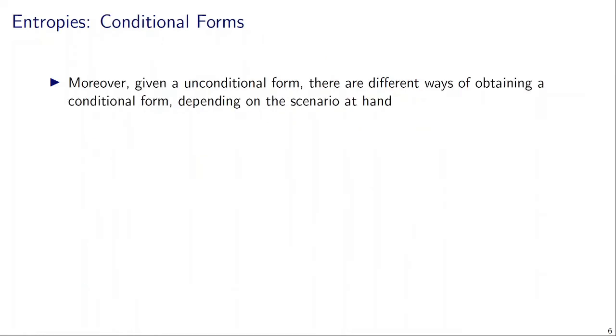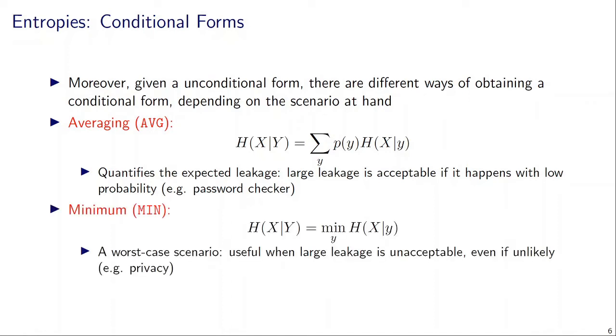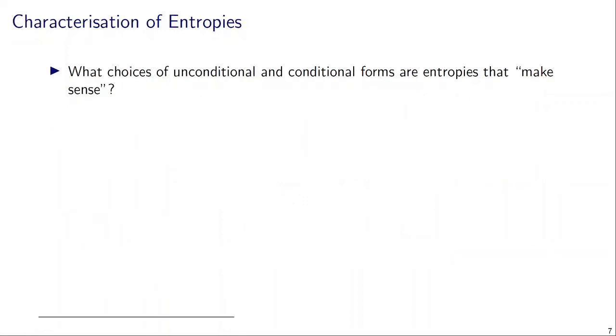Moreover, given an unconditional form, there are different ways of obtaining a conditional form depending on the scenario at hand. One way is averaging, in which you just get the expected leakage of the system according to the probability on the outputs. A second one is minimum, in which we're more interested in the worst case scenario, that is, in quantifying the leakage in the worst possible case. With so many different choices for unconditional and conditional forms, there are a lot of entropies that we can build.